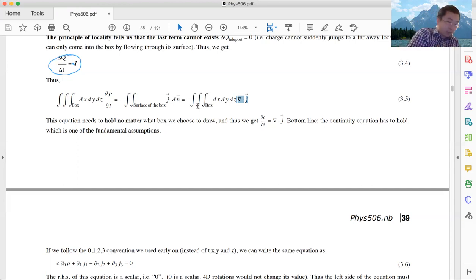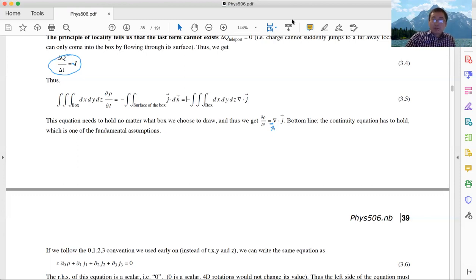And I'm sorry again, I missed the minus sign here. There should be a minus sign here. It should be the minus divergence of J. That's the same minus sign as here. Sorry, this is a typo. I will correct it shortly after this lecture. I forgot this minus sign, but nevertheless, this is the continuity equation. That's where the continuity equation comes from.